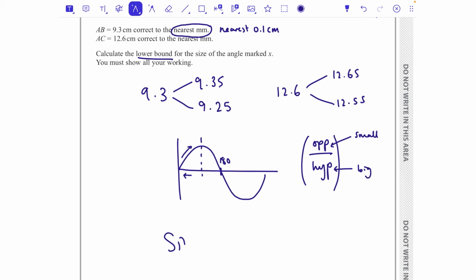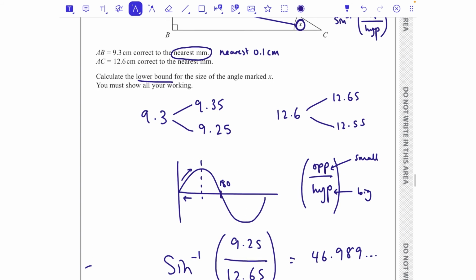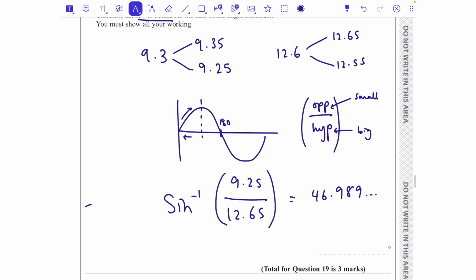So it's going to be sine to the -1. The opposite, the smallest we can make that, is 9.25. And the hypotenuse, the biggest we can make that, is 12.65. And that's going to get us the smallest possible angle. You can always just try the other values if you're not sure which way round to do it. 9.25 over 12.65, you can always trial and error a little bit, but that gives you 46.989.